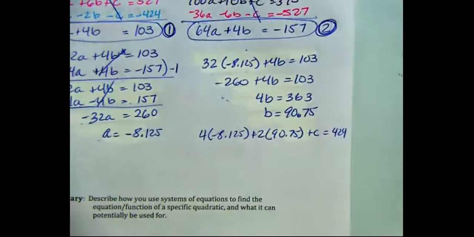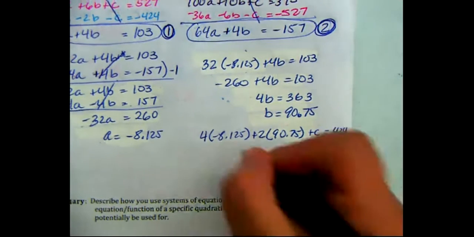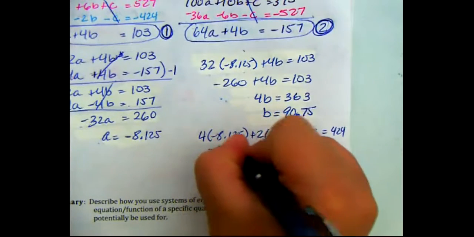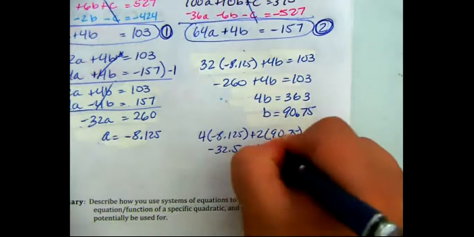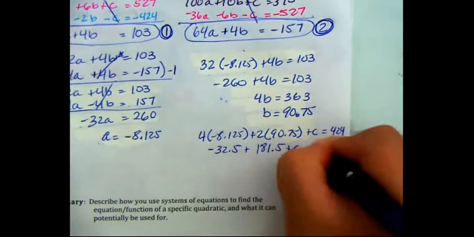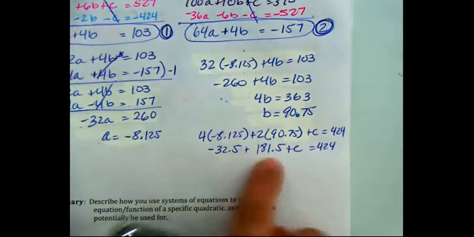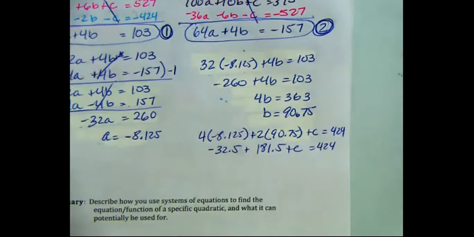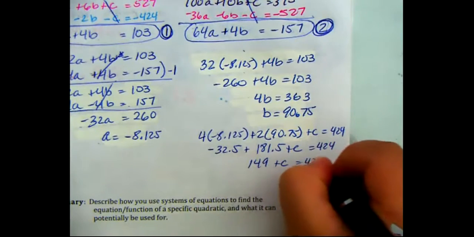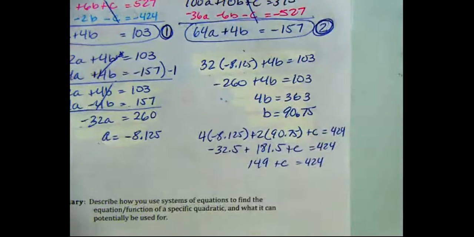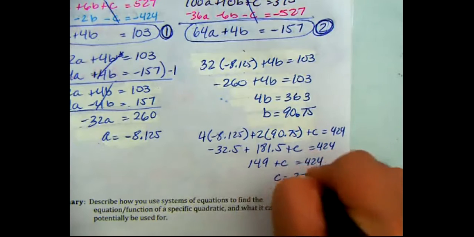Okay. So 4 times negative 8.125 is a negative 32.5, plus 2 times 90.75. That's 181.5 plus C is equal to 424. Add those two guys together, and you get 149 plus C is equal to 424. So 424 minus 149, we get C is equal to 275.